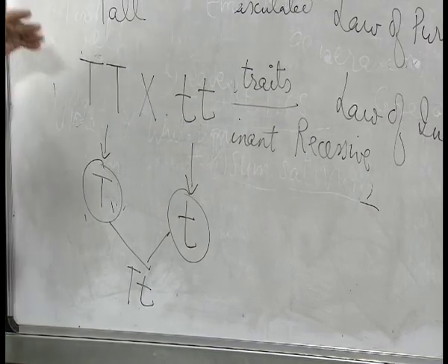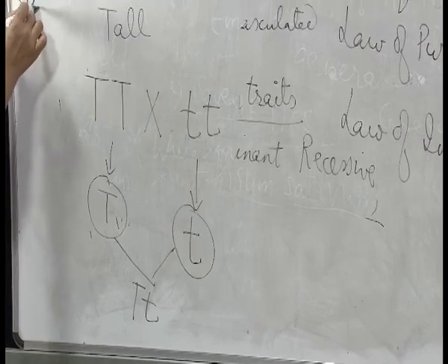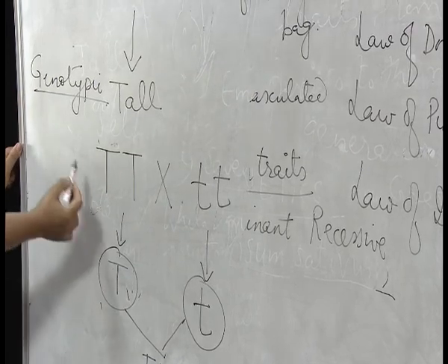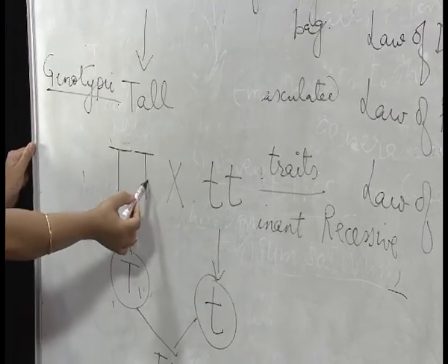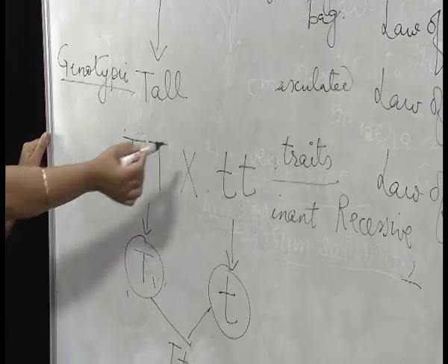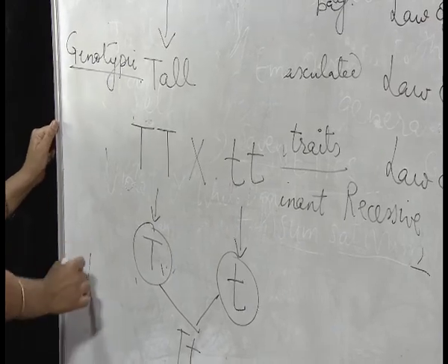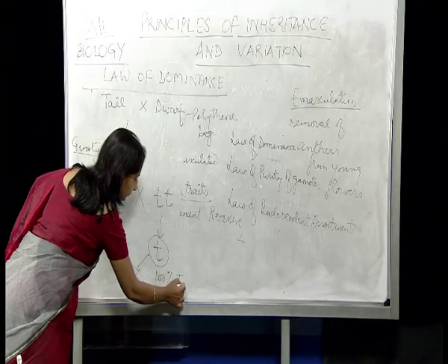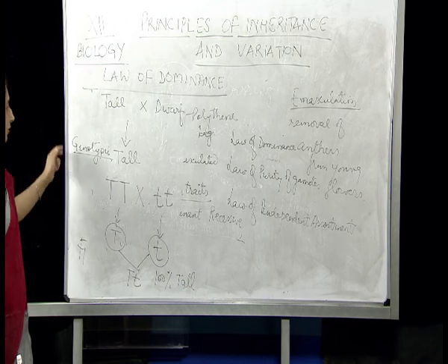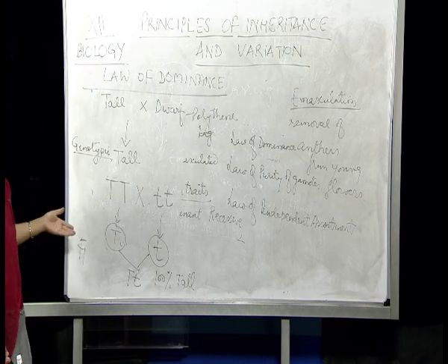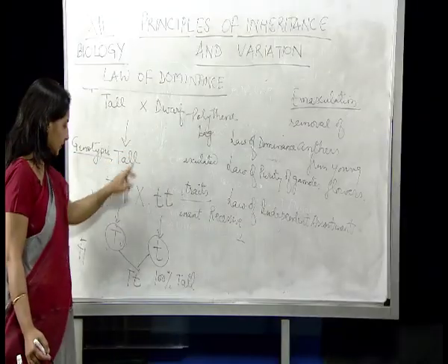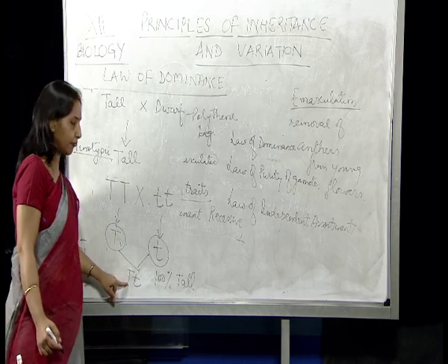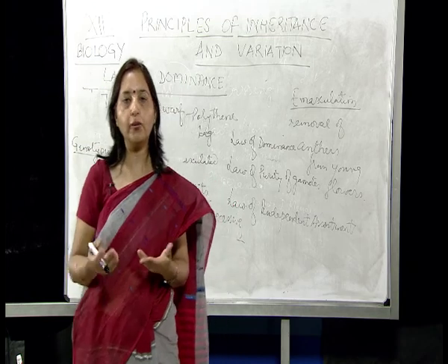Now, when we represent the cross in this form, this is known as genotypic representation. Genotypic representation means when we write about the genes, whether they are in capitals or in small letters. Capital means dominating and small letters mean recessive trait. And in F1, that is the first generation, 100% of plants were tall. So in this cross, it is very clearly seen that out of two traits from the parents, only one appeared in the first generation, and here it was tallness.